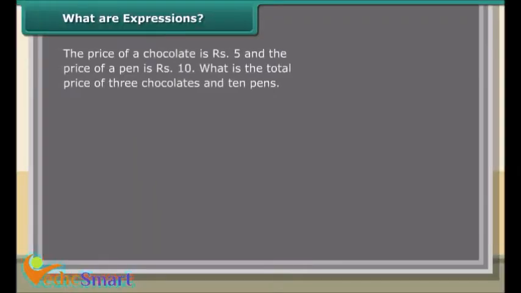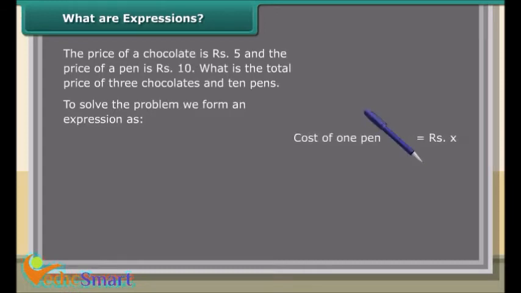What are expressions? The price of a chocolate is ₹5 and the price of a pen is ₹10. What is the total price of 3 chocolates and 10 pens? To solve the problem, we form an expression as cost of 1 pen is equal to ₹X. Cost of 1 chocolate is equal to ₹Y.